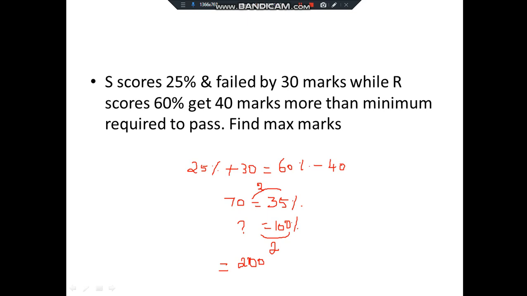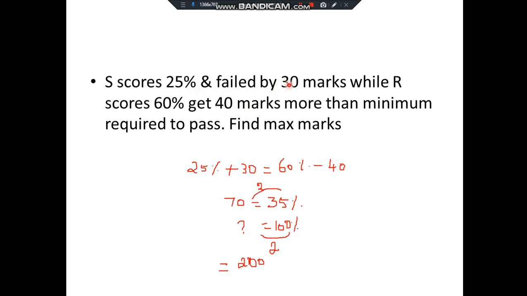See, S scores 25% and failed by 30 marks, while R scores 60% and gets 40 marks more than the minimum mark required to pass. Find maximum marks. Okay, first when you get questions like this, try equating using the question. See, 25% he scored and failed by 30 marks. So we will equate both sides as pass. Okay, see, 25% and failed by 30 marks means if he gets 30 marks in addition he will pass.